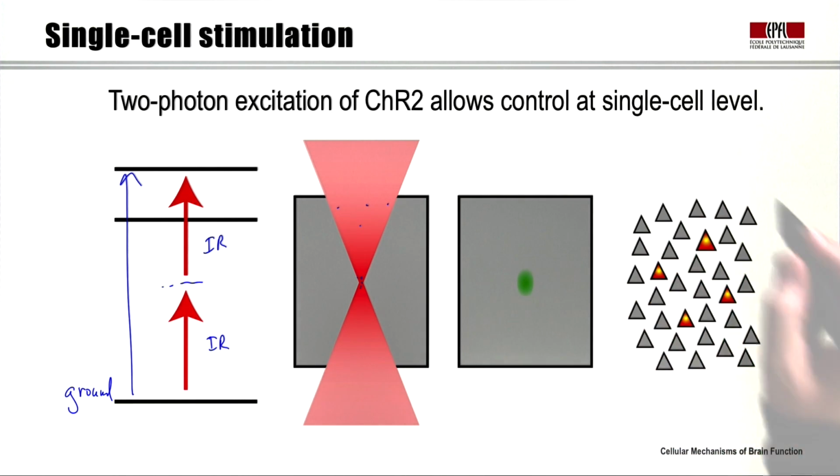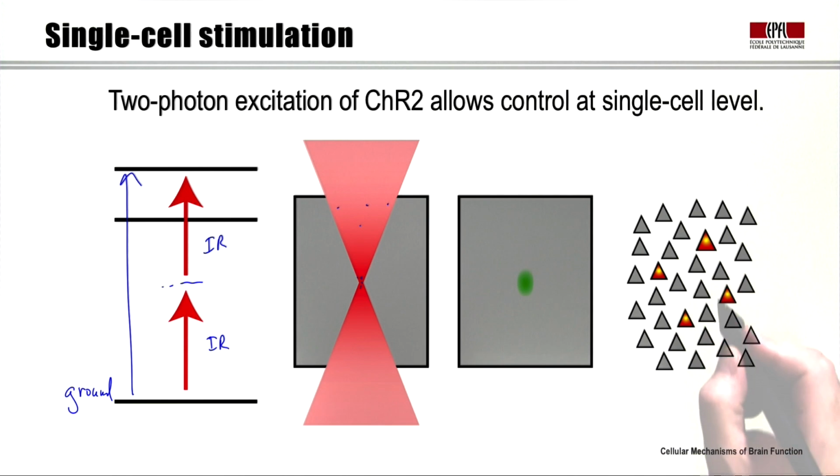And so we can confine the excitation of channelrhodopsin through two-photon phenomena, and we can imagine that we express channelrhodopsin in, say, all the cells of a given brain region, and then we simply point our laser beam at different neurons, and we excite them through two-photon excitation, the specific neurons in the specific temporal sequence that we want, and we can then gain control at a single cell level with millisecond temporal resolution.